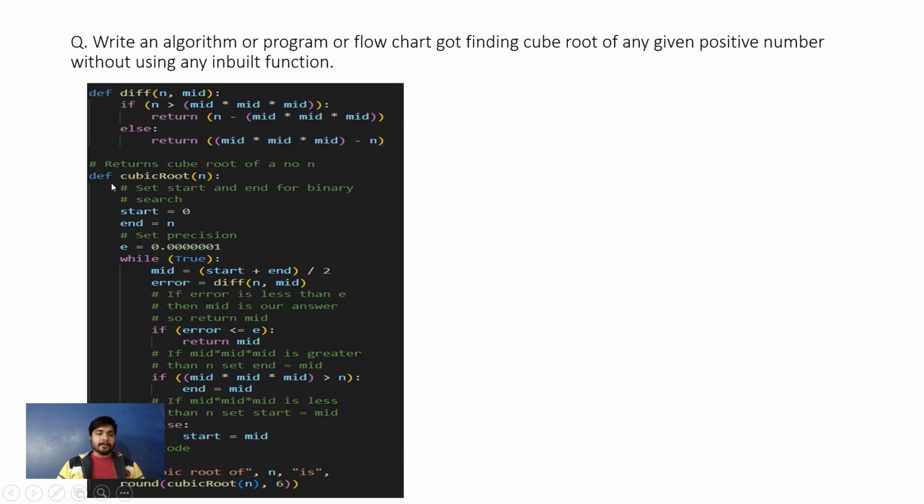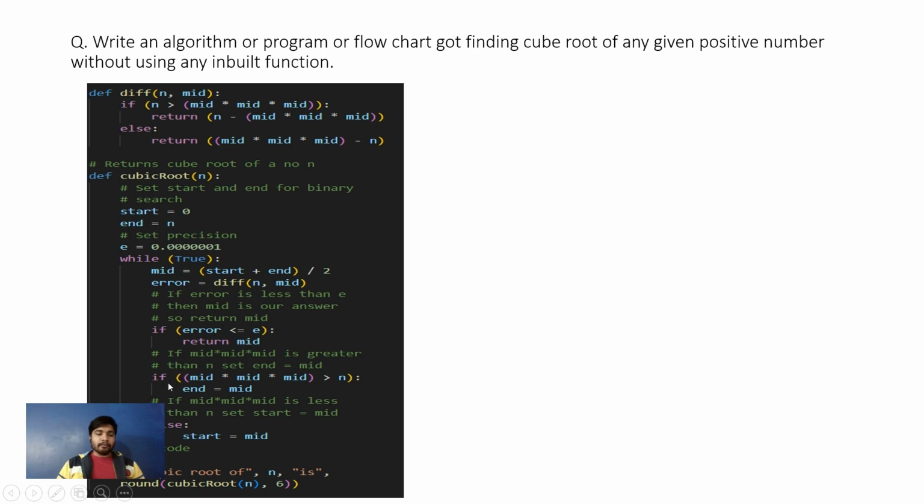Now creating another function cubic_root and taking a parameter n. Set start and end for binary search. Start is equal to 0 and end is equal to n. Now set the precision, that is e is equal to 0.00001. Now making a while loop. In that, the condition is true, mid is equal to (start plus end) divided by 2. Error is equal to the diff function of n and mid. If error is less than e, then mid is our answer, so return mid.